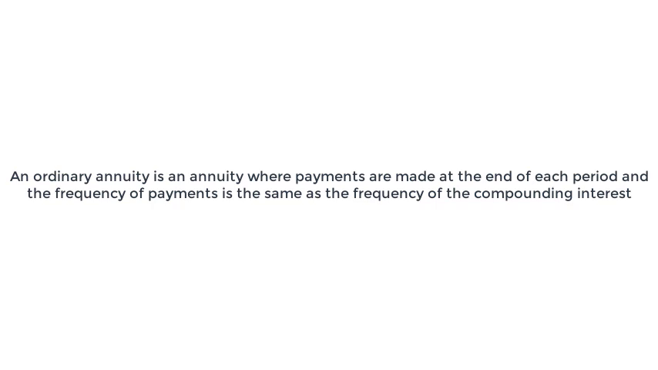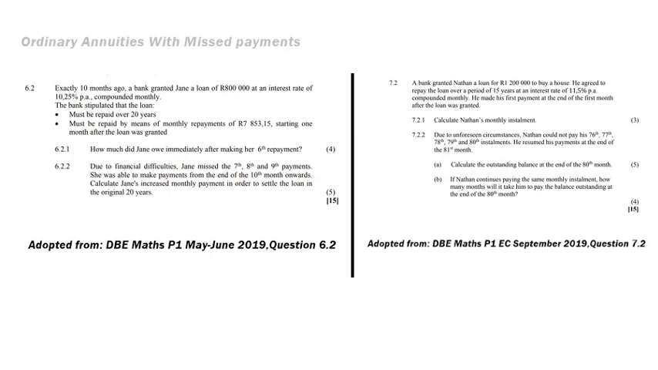Another thing about an ordinary annuity is that the frequency of the payments is the same as the frequency of your compounding interest. That means if you are making payments monthly, then you are also earning interest compounded monthly. Those two things go hand in hand. With that said, we'll start with the one on the left hand side, question 6.2 from May-June 2019.